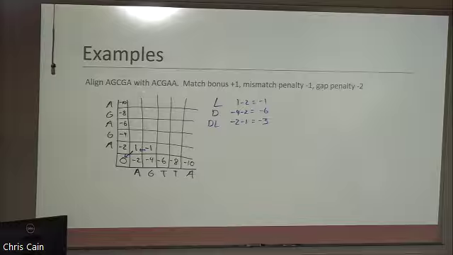Calculations make sense? Let's try to fill in the rest of this table. Work in small groups, and let's see what the optimal alignment is between Agata and Agaga.